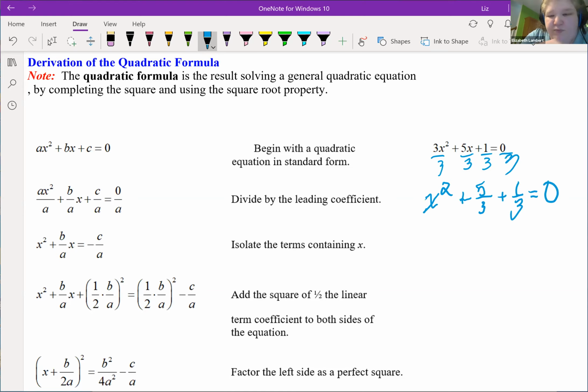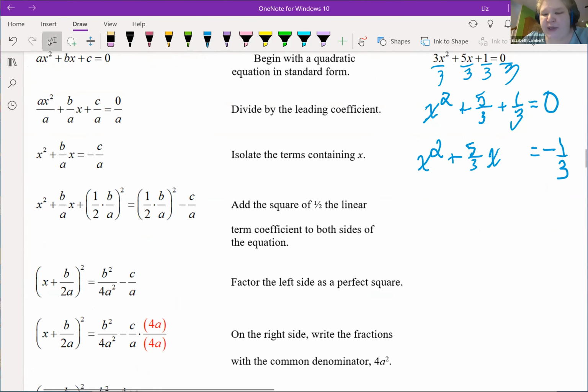And then the next step, we want to move the constant over. So we will have x squared plus 5/3 x equals negative 1/3. Now, I'm going to write it a little bit differently than they do, because the way I've been doing it, I skip to the factored form, and then I go back and write in this middle line. It's just kind of the way my brain processes it, because if I'm going to figure out what the half number is, I may as well write it where it's going to be.